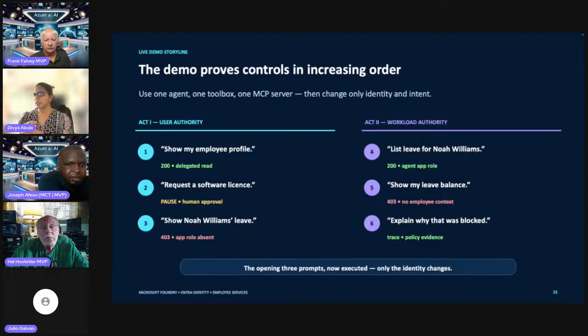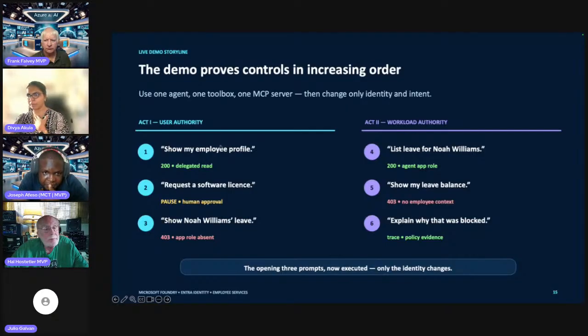Now the demo proves the first part, where it is acting on behalf of a user. The first part is what I have demoed, not 2 and 3 or 5 and 6. And it is able to answer, show my employee profile. Yeah, it has created. And when it is working as an agent, on an agent identity, it is demonstrating the behavior of a super user.